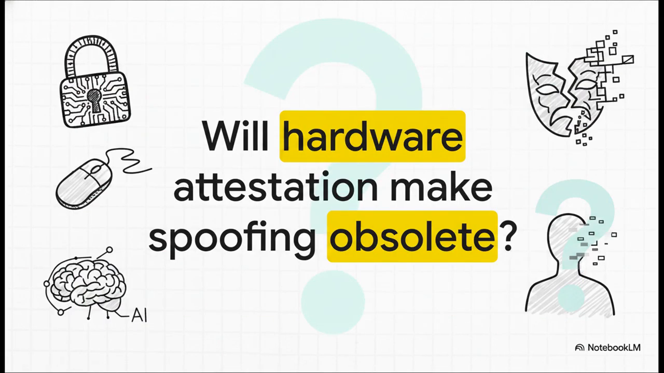Which leaves us with a pretty provocative final thought to chew on today. As hardware attestation becomes the new standard, and AI learns to identify us literally just by the way we scroll our mouse, will software-based spoofing eventually become completely obsolete? Can true digital anonymity actually survive the next decade of the web?